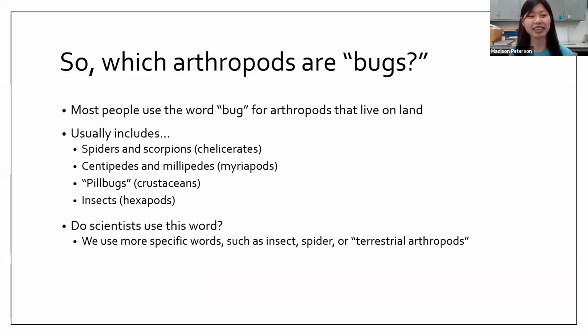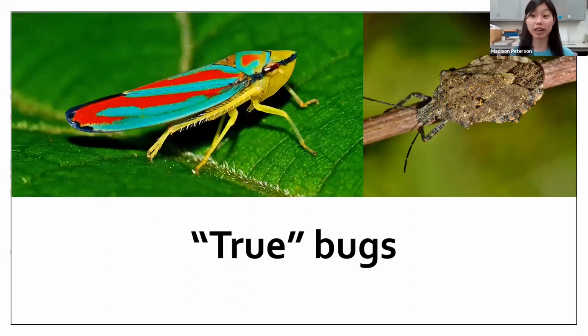Well, not exactly. We like to use more specific words such as insect or spider. And if we're talking about an arthropod that lives on land, we call them terrestrial arthropods. So in general, we don't really use the word bugs for this definition, but if we're just talking casually in a conversation, we might. However, in science, we actually do use the word bug, but we call these animals true bugs.